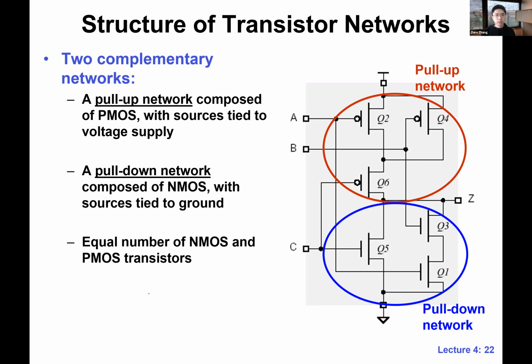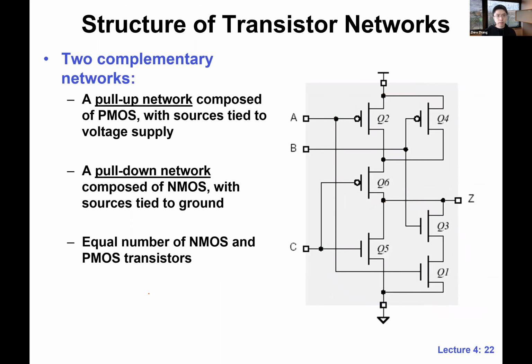And later on, make sure you check: when I ask you to draw this kind of CMOS network, make sure you have the same number of NMOS and PMOS transistors. They always come in pairs. That's why we call them complementary. And you can probably already tell some of the interesting patterns here, by looking at this example.